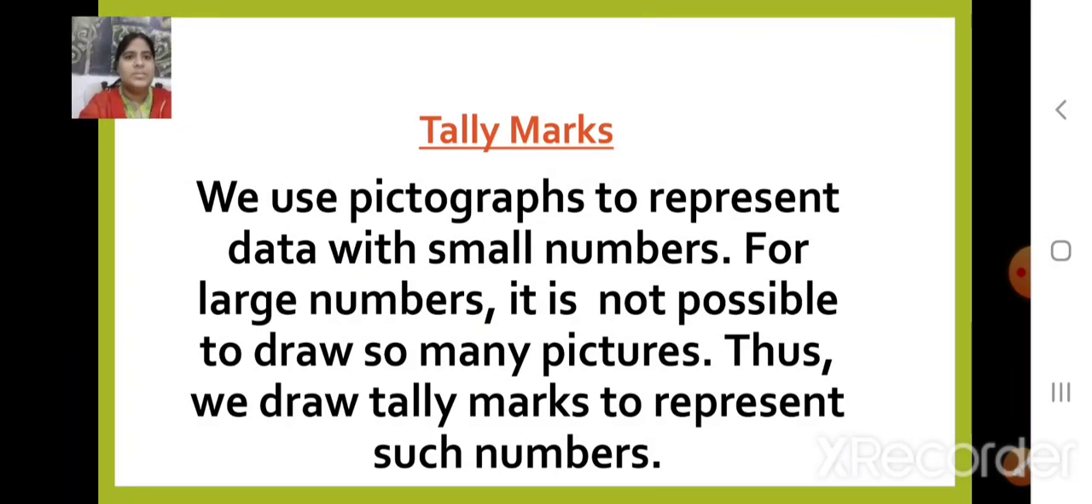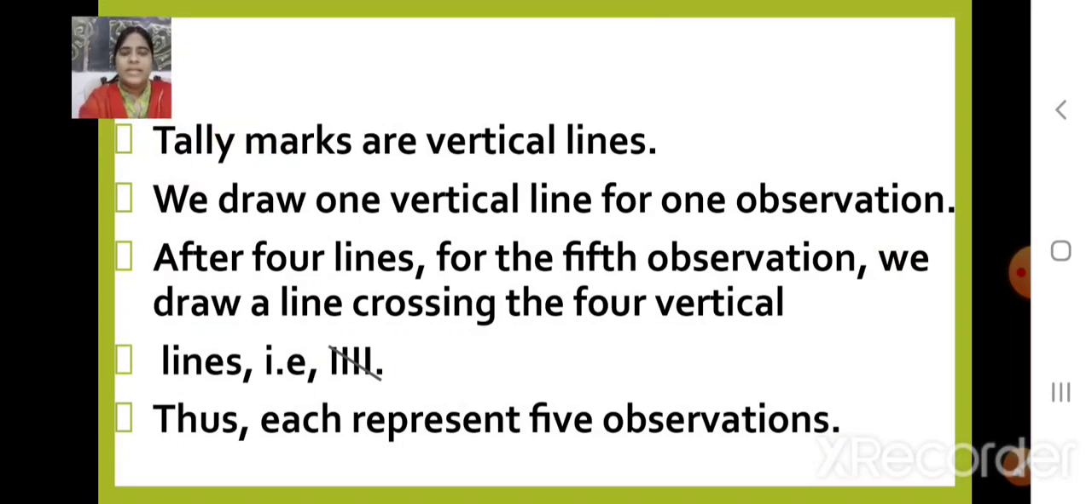Now, what is tally marks? Tally marks are vertical lines. We draw one vertical line for one observation, 4 lines, and for the 5th observation we draw a line crossing the 4th vertical. Each such group represents 5 observations.